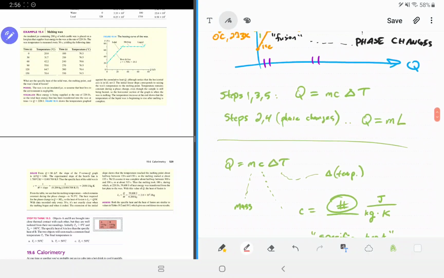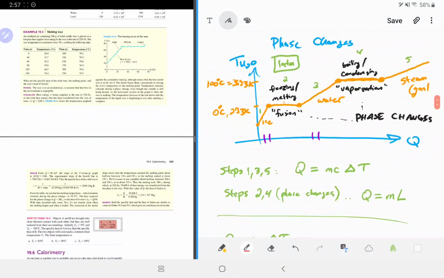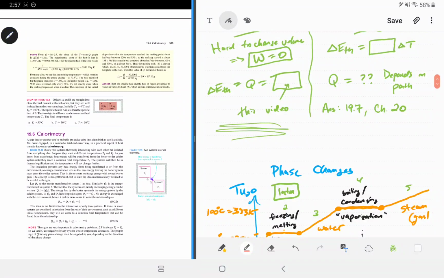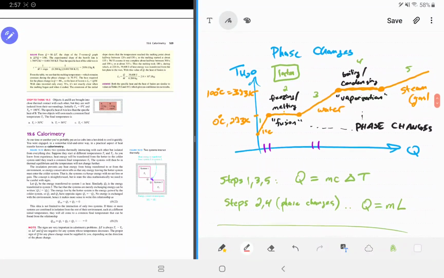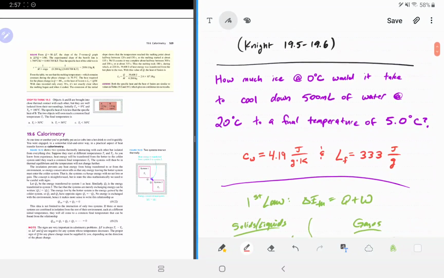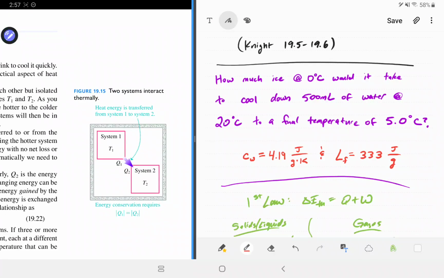And this is really just these two equations, along with conservation of energy, that dominate these two sections. So calorimetry is just the practical application of these two equations to a problem. That's what we're going to look at for this problem right here. So calorimetry, and the idea is right here.